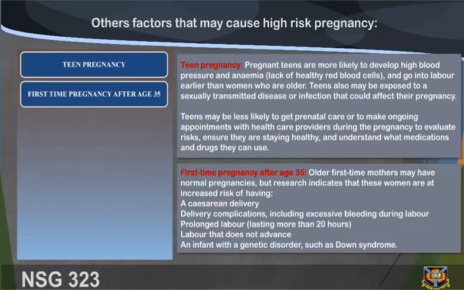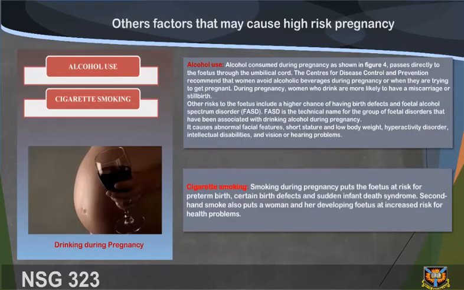First-time pregnancy after age 35. Older first-time mothers may have normal pregnancies, but research indicates that these women are at increased risk of having a cesarean delivery, delivery complications, including excessive bleeding during labor, prolonged labor lasting more than 20 hours, labor that does not advance, and infants with a genetic disorder such as Down syndrome.